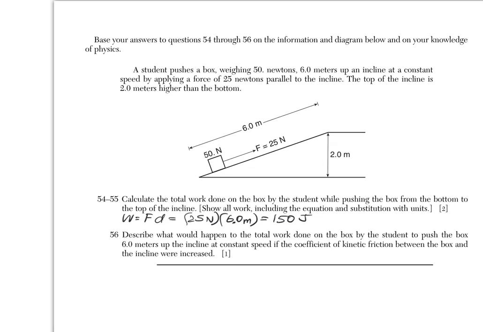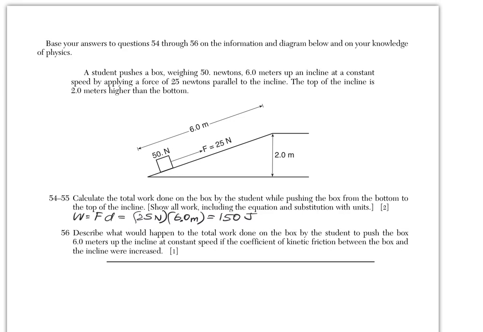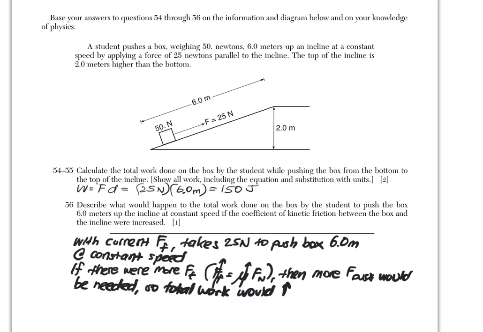And then 56 says, what would happen to the total work done on the box by the student to push the box 6 meters up the incline at a constant speed if the coefficient of friction between the freight box and the incline were increased? If the coefficient of friction were increased, then the friction would increase. With the current friction force, it takes 25 newtons to push that box 6 meters up the ramp at constant speed. If there were more friction force, you would need more pushing force, so the total work would also increase. That's the explanation.